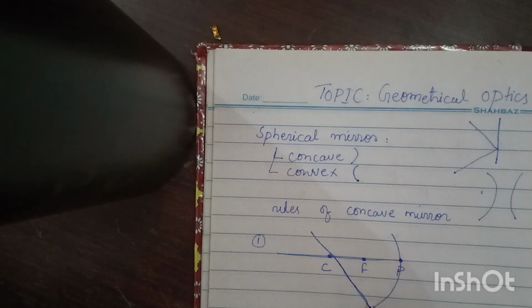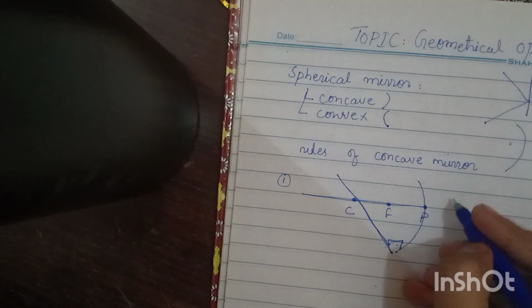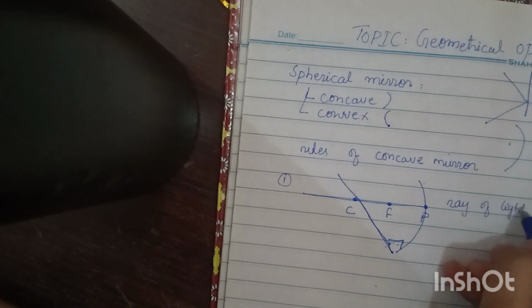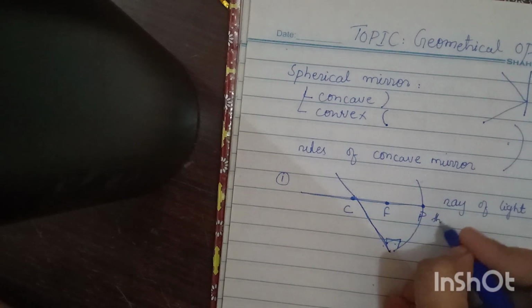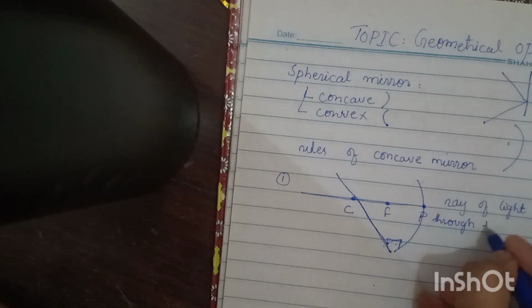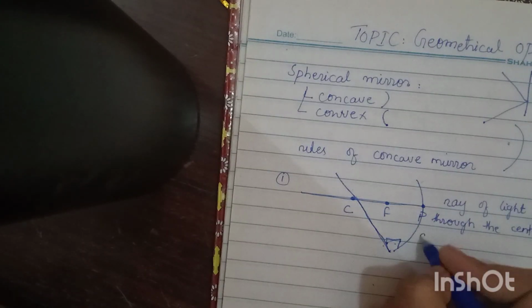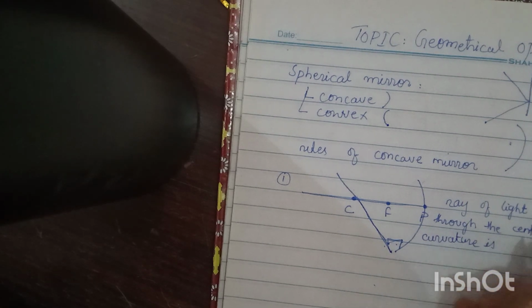Now the question arises, why? Because here it makes an angle of 90 degrees, so it becomes parallel to this, so it does reflect back, right? So let me write what the rule is. Ray of light passing through the center of curvature is reflected.